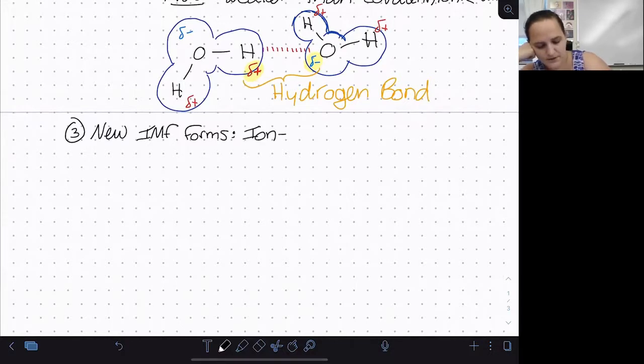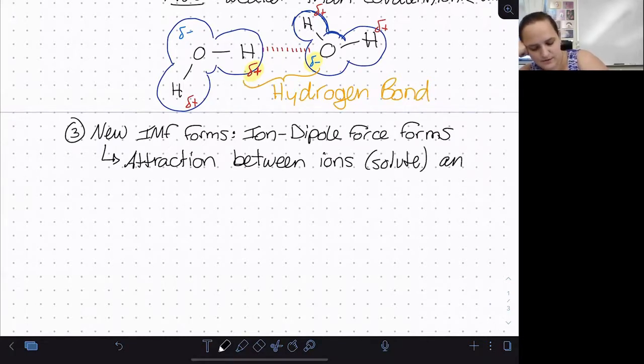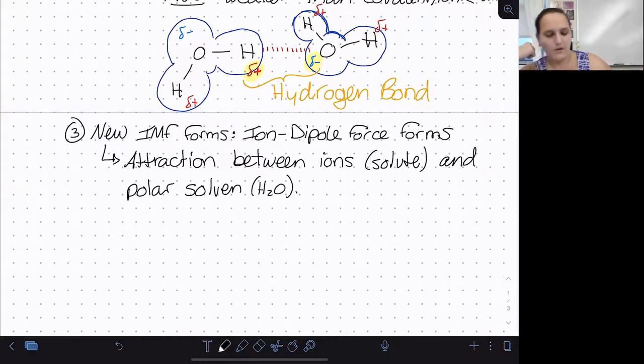Or an ion-dipole interaction, whatever you want to call it. So this is an attraction between the ions that are dissolved. So those are our solute ions, and a polar solvent. In this case, we're talking specifically about water. And once again, opposites attract.